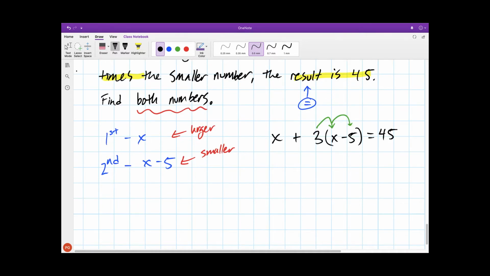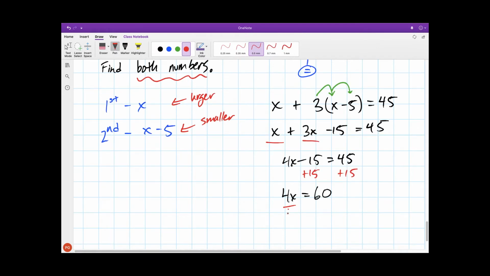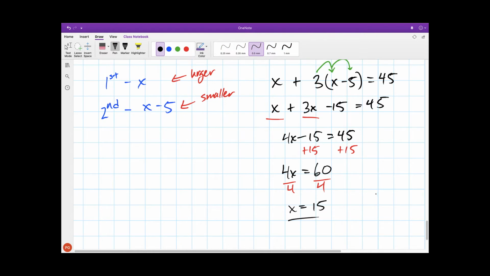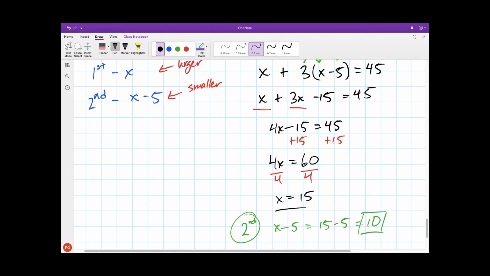Like I showed here, the first step, distribute it in, get rid of the brackets. From here, we can gather like terms, move the constant number to the other side by adding 15 to both sides, and finally dividing both sides by 4 to get rid of the 4 in front here. And we get our answer, x equals 15. But wait, remember we are interested in both numbers, not just one of them, so we need to find our smaller number as well. Our second number is x minus 5, 15 minus 5, which is just 10, so here's our 2 answers, and we're done.